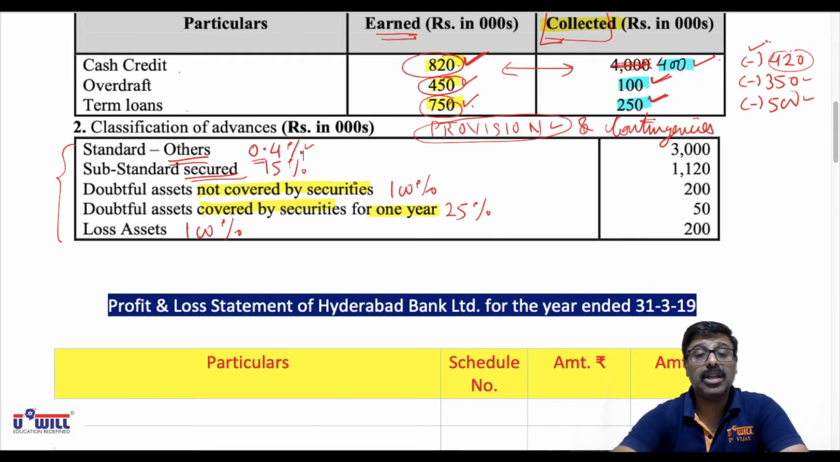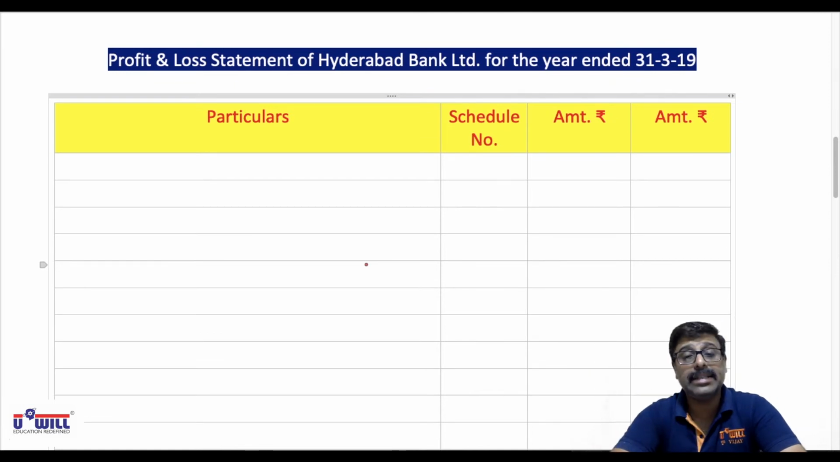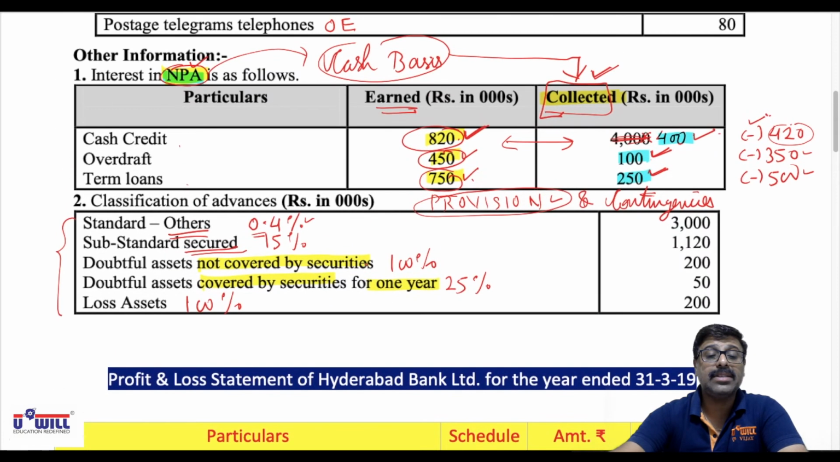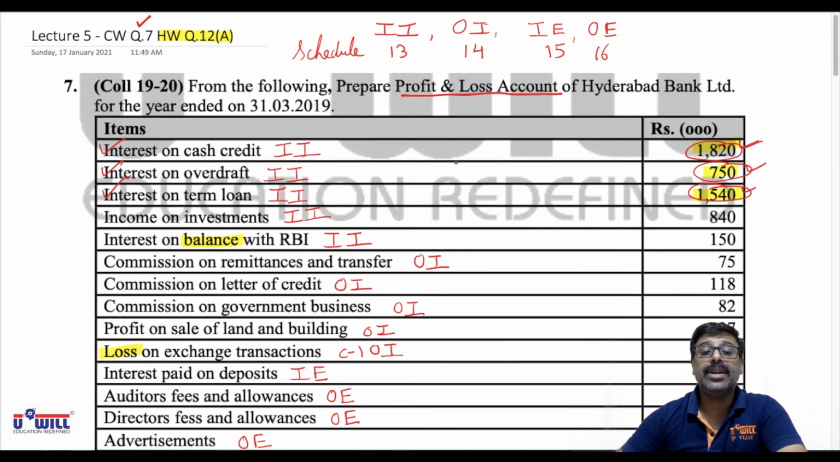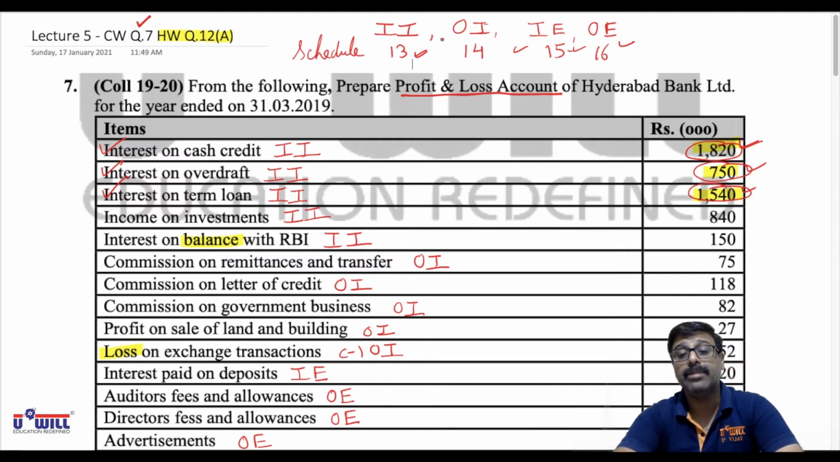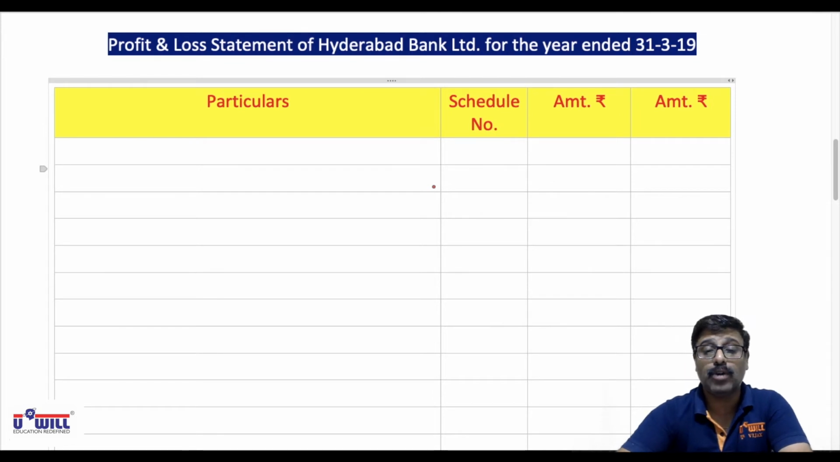Now how will we solve the question: very first we'll make the format of P&L statement filling all the items in detail. Then we will make workings of this second item, provisions and contingencies, and then we will make schedule 13, 14, 15 and 16 in detail, and then we will fill in the blanks in the format of profit and loss statement. So very first of all, pause the video and make this format in detail. One page format, all of you make. Pause the video and make the 1 page format.